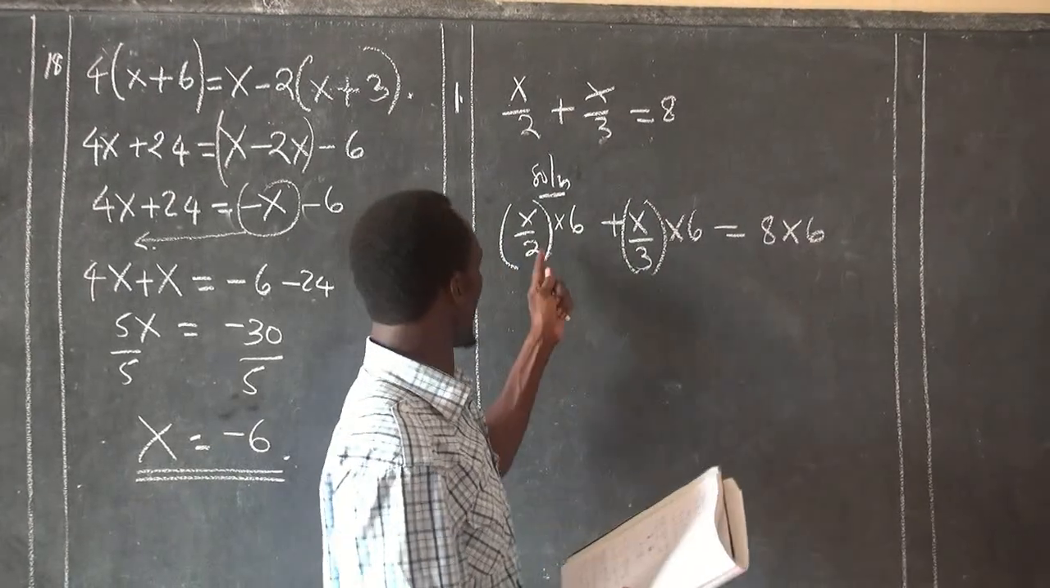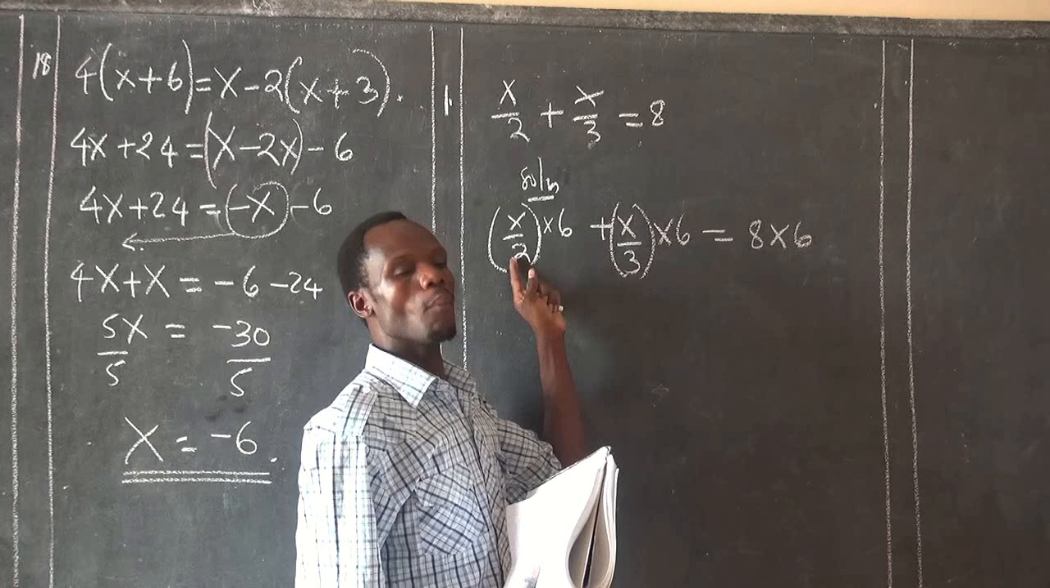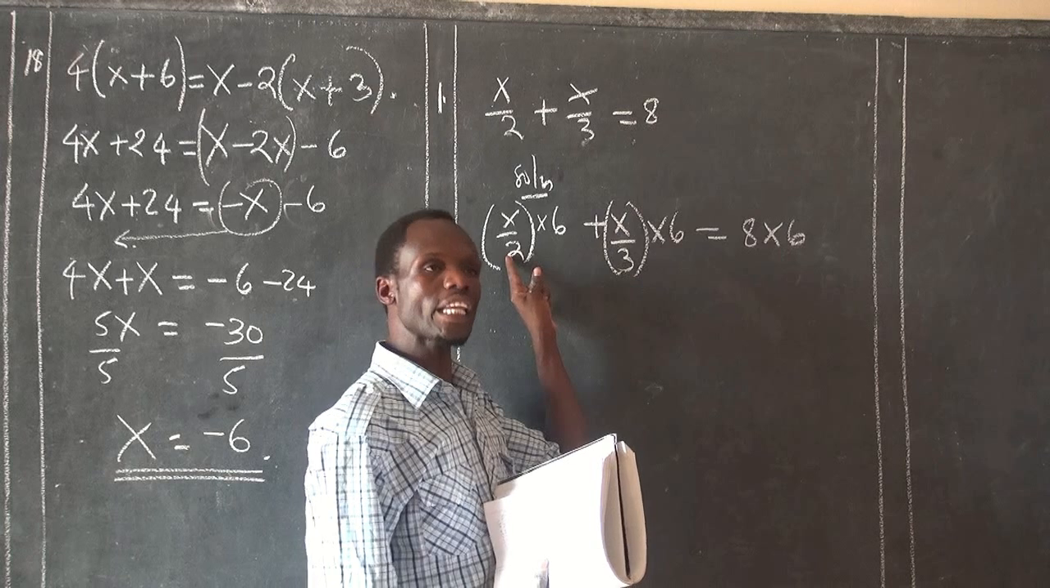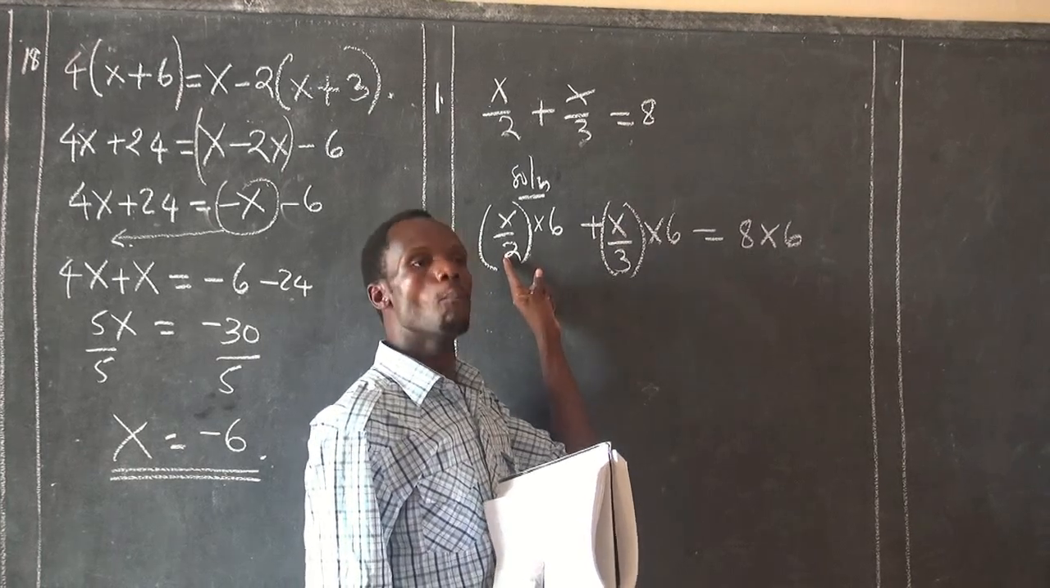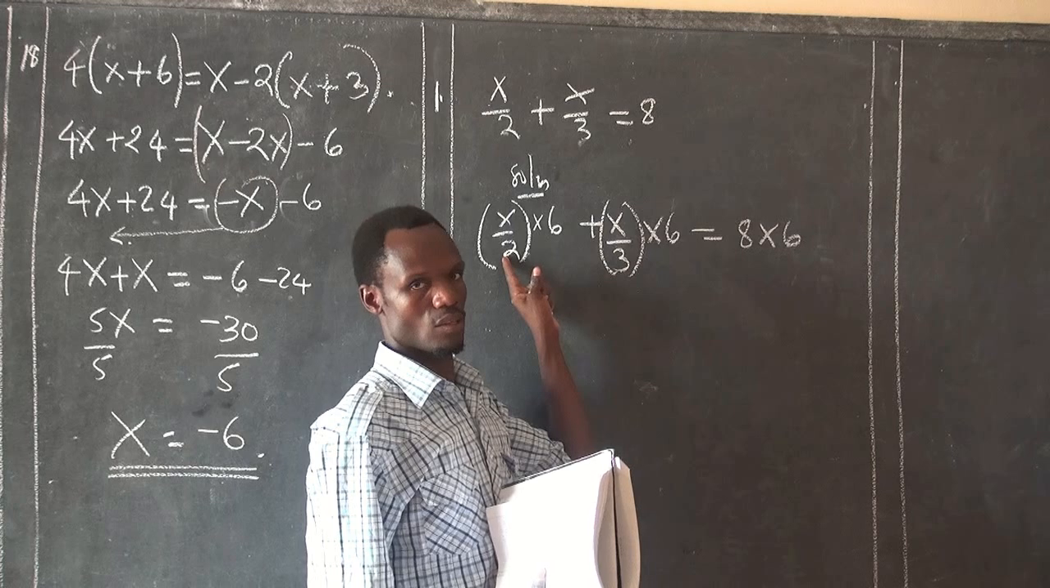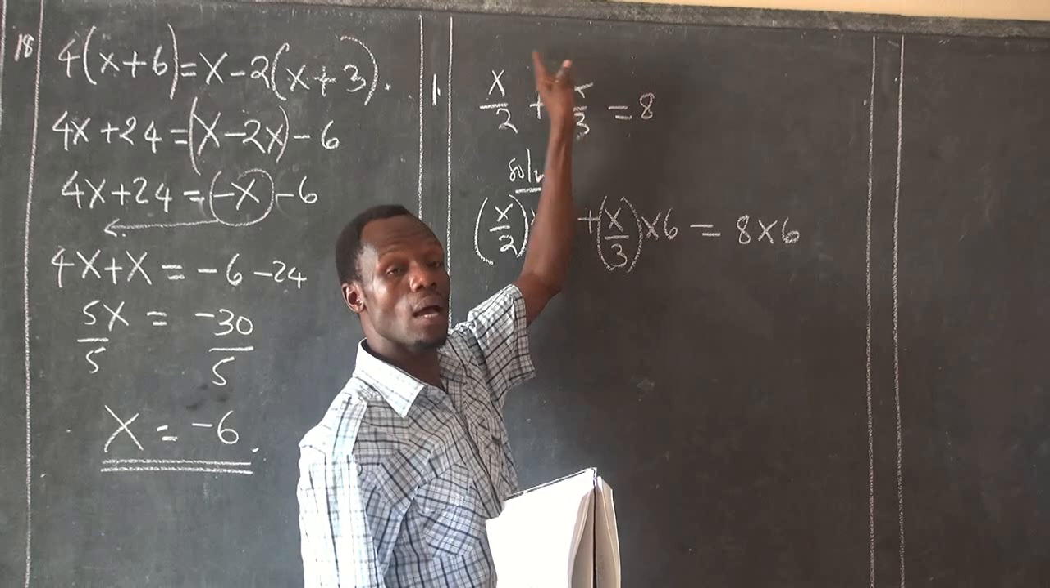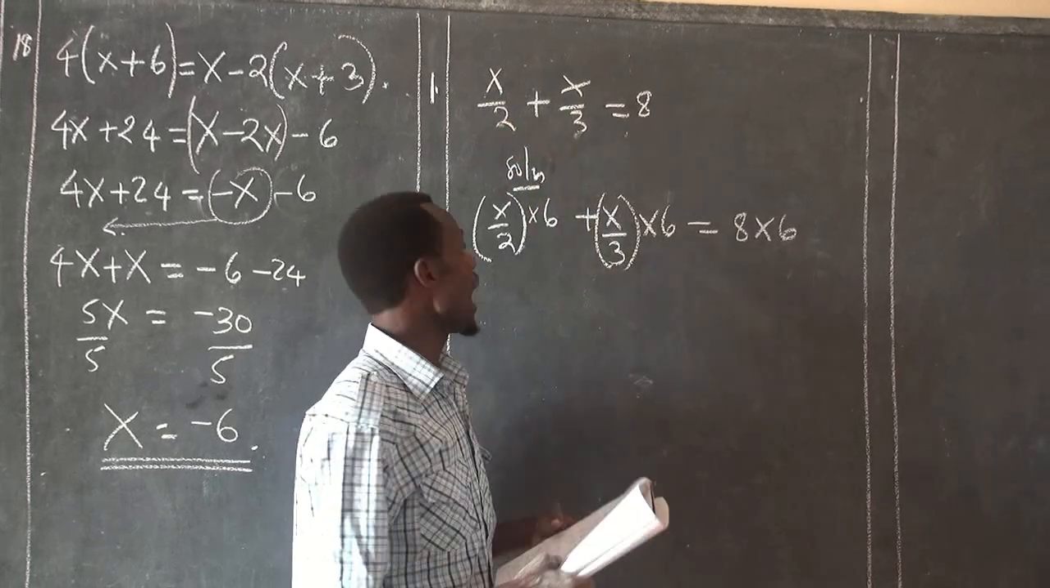The LCM of the denominators must be multiplied to each term, on both sides.